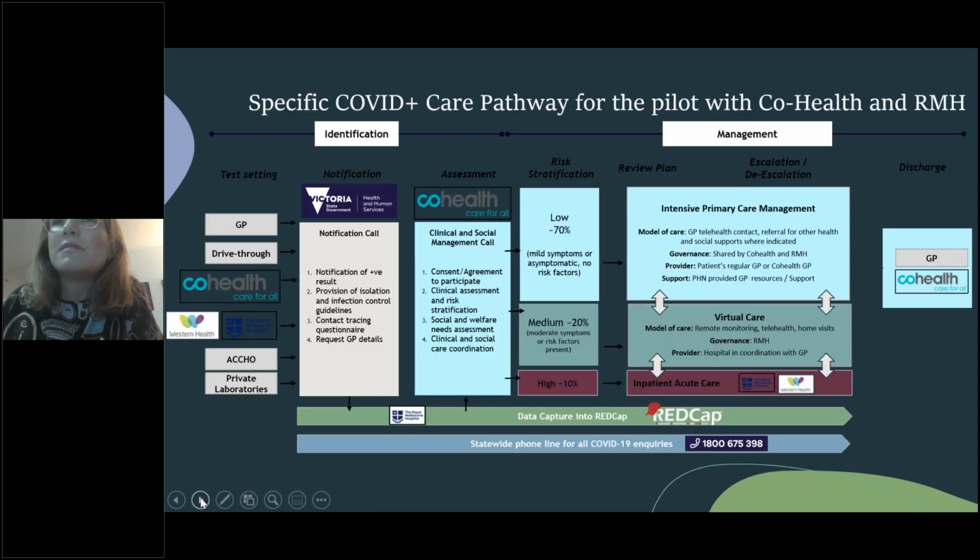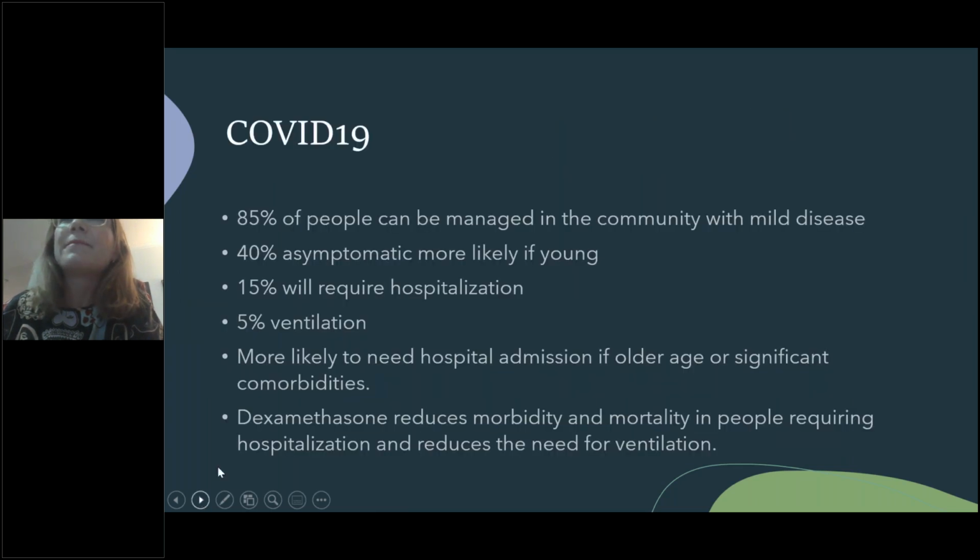So this slide's a bit busy, but some of you will have seen this from Nicole's slides. You can see they go from testing to DHS notification to referral to cohealth and the consent to participate in an initial assessment by cohealth, and then put into low, medium or high risk streams. And as GPs, we're managing the low risk stream. So that's approximately 70% of patients with mild symptoms and no particular risk factors.